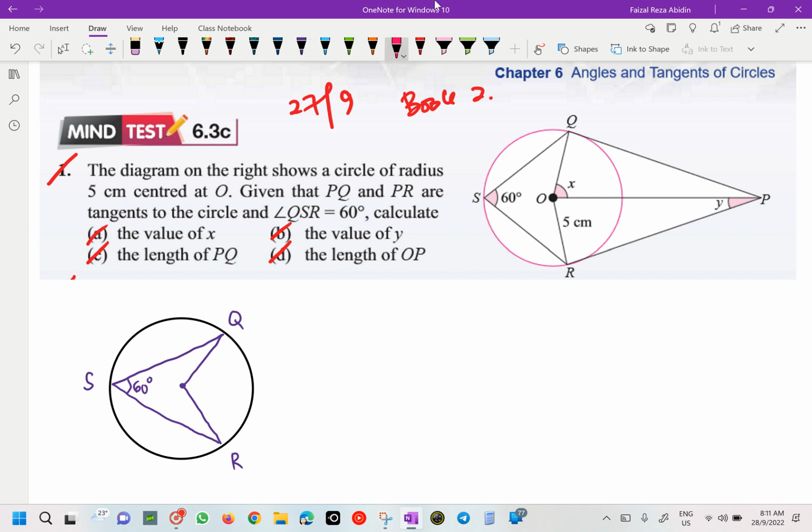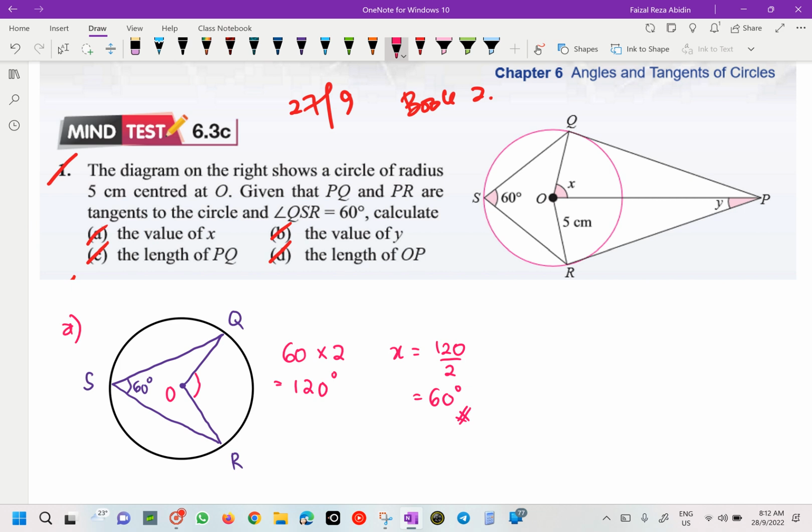So it means that the angle at our center here is going to be twice the angle at the circumference, which means that you are going to get over here 60 times by 2. So you're going to get 120 degree. But our x there is half of our QOR, isn't it? So you are going to divide by 2. So we are going to have over here 60 degree back. Can? Okay. That's for our A.